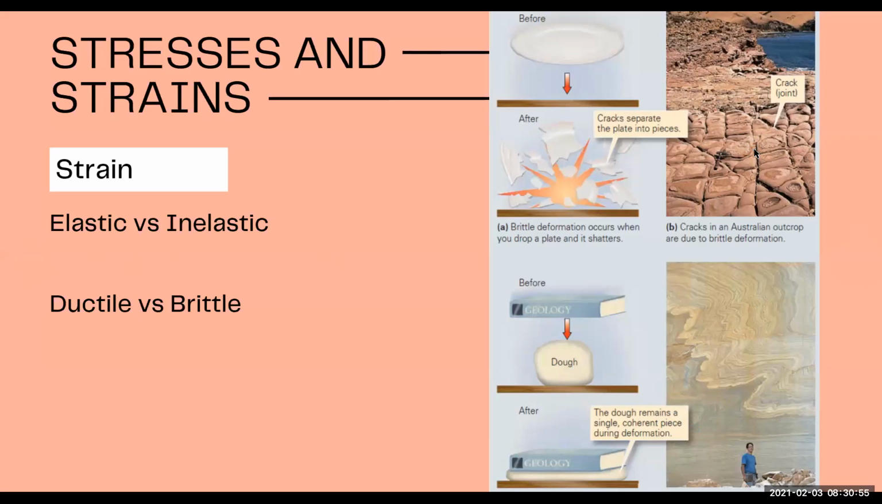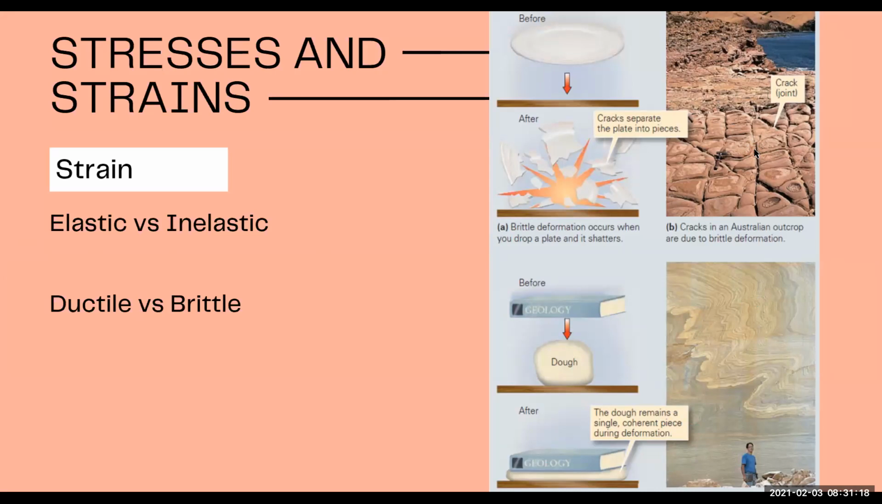So sa elastic, 'di ba rubber, even if you stretch it, babalik at babalik pa rin siya dun sa original shape niya. Unless you reach yung tinatawag na elastic limit, at which point magbabago na talaga yung shape or general na appearance nung bagay o nung material. Okay? So, yun yung elastic.